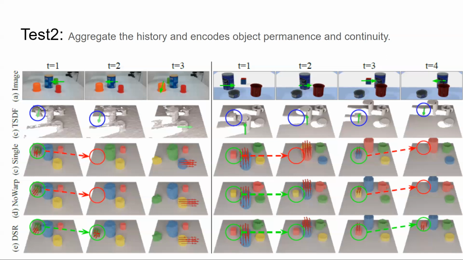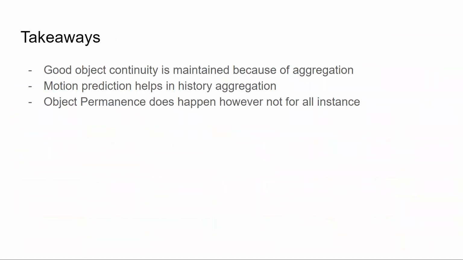Lastly, guys, the third test I have not mentioned here. So lastly, what can the takeaways be for us? The few takeaways for us from the paper can be that object continuity is quite well maintained. Like the object's tracking abilities are quite well maintained, the occupancy grids over time. Motion prediction helps in the history aggregation.